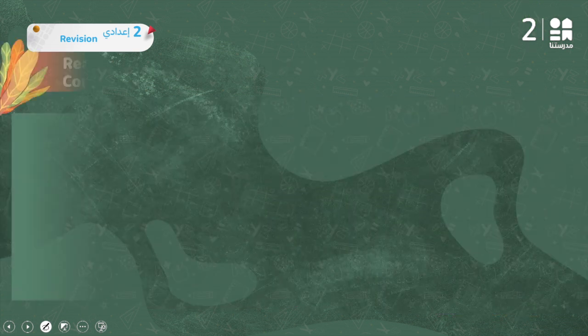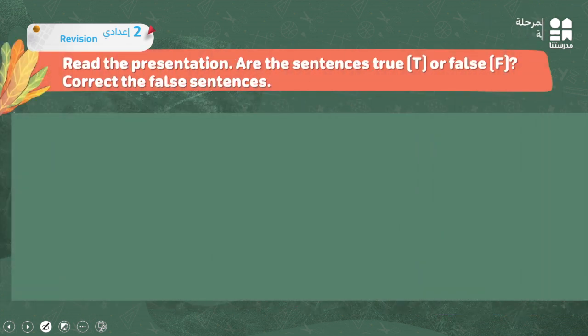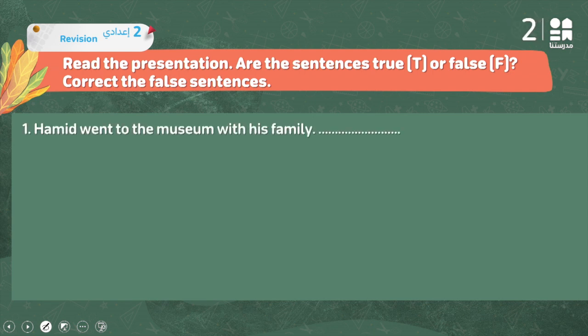So let's have some questions on these two extracts we have just read. Read the presentation we have just read. Are the following sentences true or false? And we have to correct if we have a false sentence. أو لو عندنا حاجة غلط لازم نصلحها. Hamid went to the museum with his family. Is this true or false? Let's remember what we have read. Totally it's false because he went actually with the class at school.